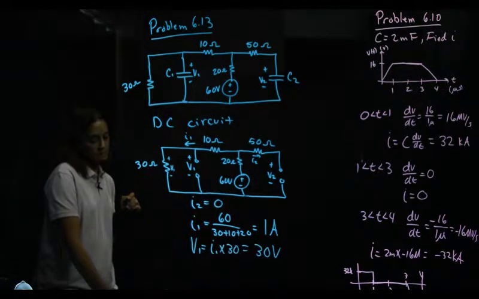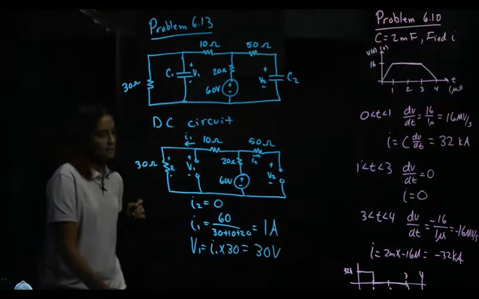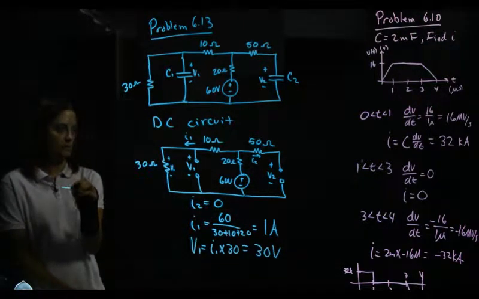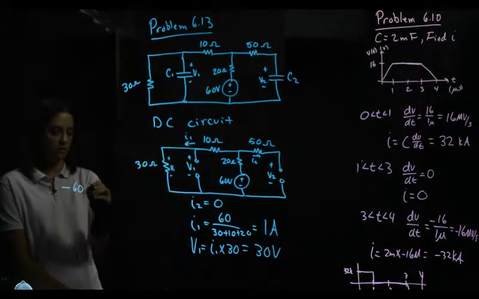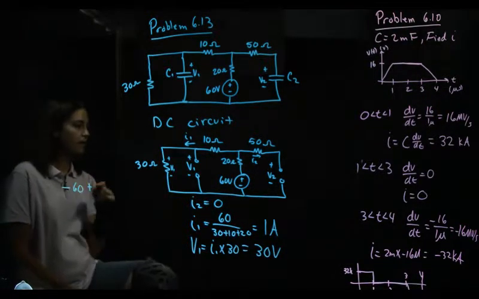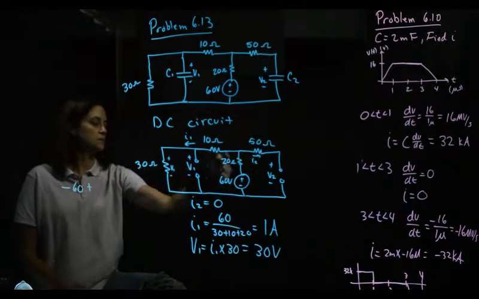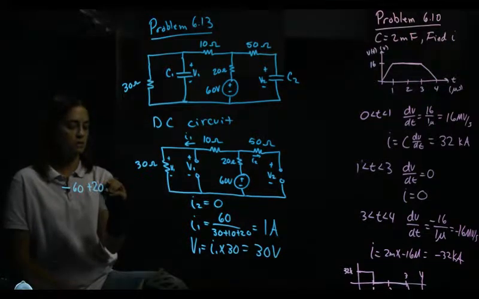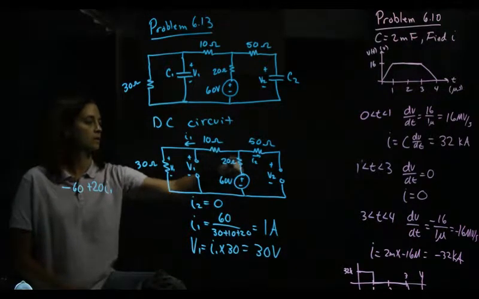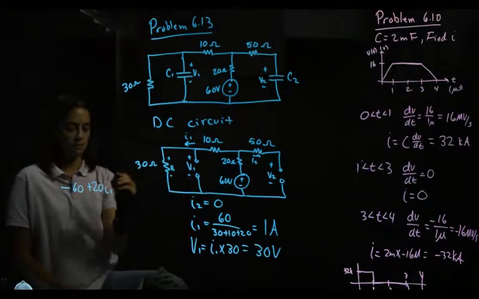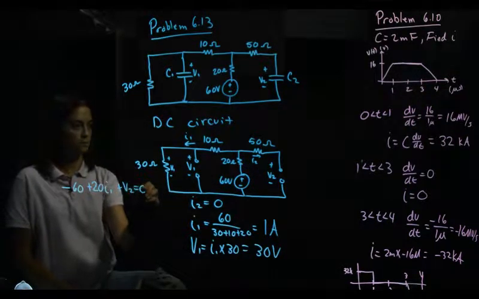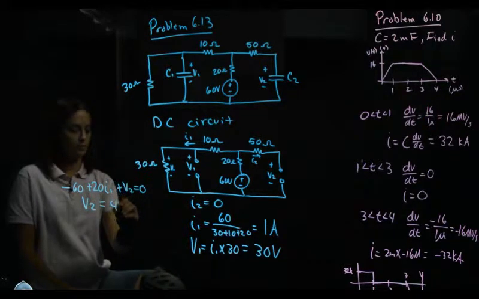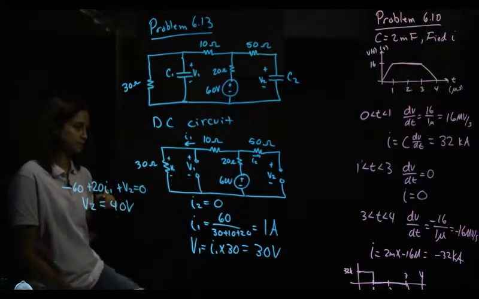What about my V2? Well, I could do a KVL around here if I wanted to. I'd get minus 60 plus, remember I2 is 0, so I1 is the only current flowing around here. So I have 20 times I1, don't care about that, plus V2 equals 0. I get a V2 of 40 volts.